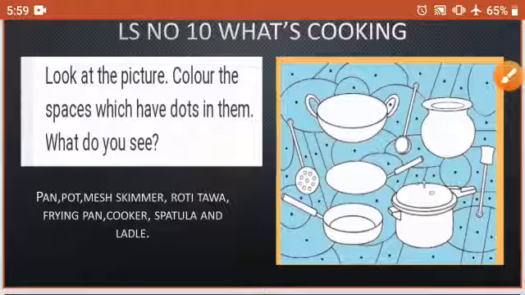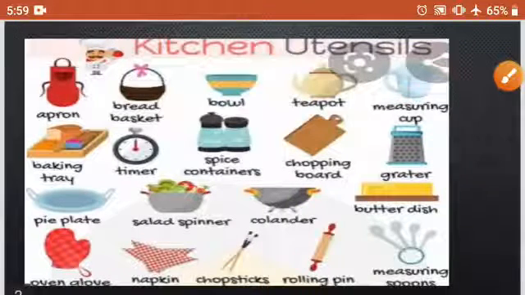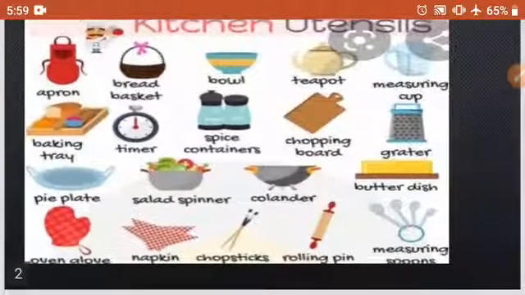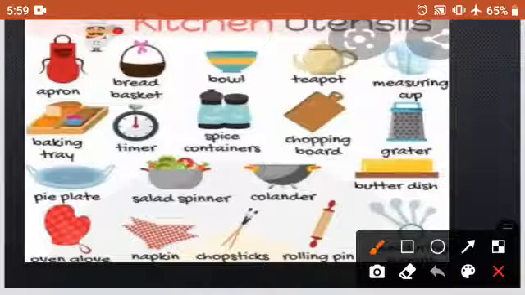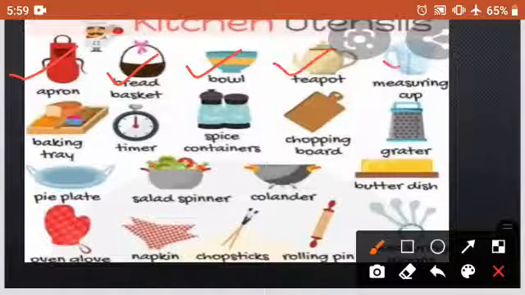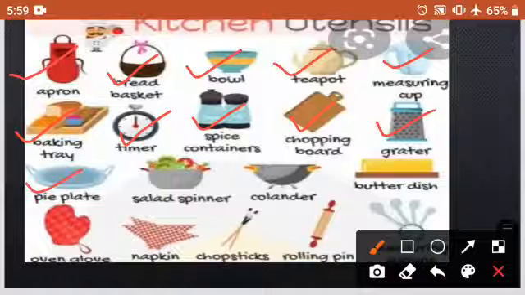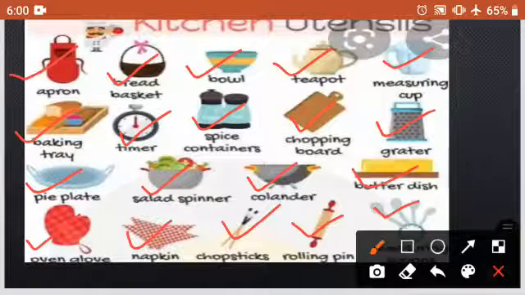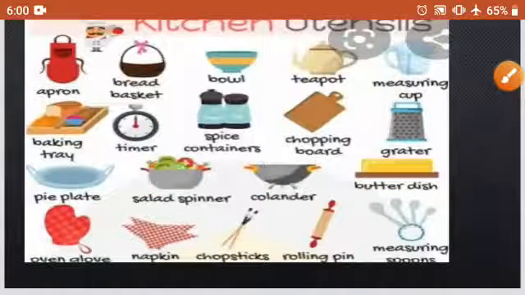Now let's go to the next page. Now we are going to see different kitchen utensils. So the different types of kitchen utensils are apron, bread basket, bowl, teapot, measuring cup, baking tray, timer, spice container, chopping board, grater, pie plate, salad spinner, colander, butter dish, oven gloves, napkin, chopstick, rolling pin, measuring spoon. So these are some kitchen utensils.